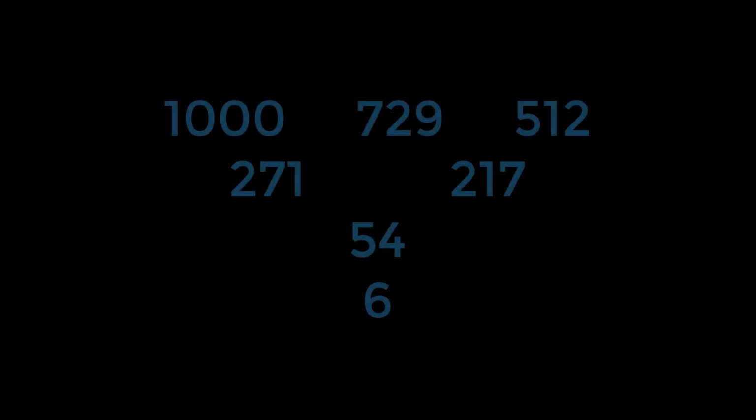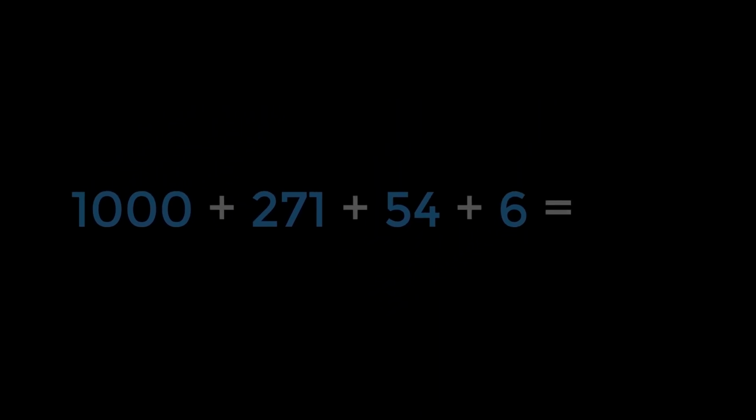We know that the final step is 6, and that 54 is a multiple of 6, so we can stop here. Now that we've calculated the numbers all the way to the final step, we simply have to add together all the larger numbers of each step of subtraction. So 1000 plus 271 plus 54 plus 6 to get 1331, which we can quickly check is 11 cubed.